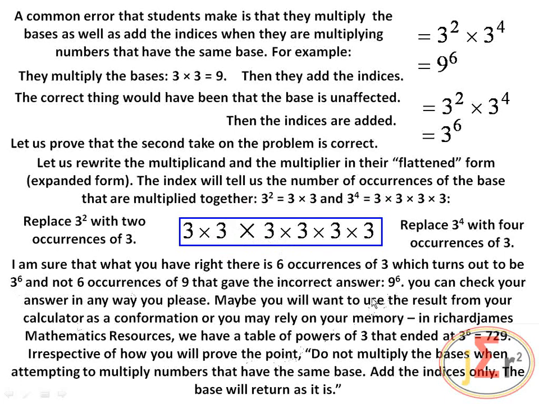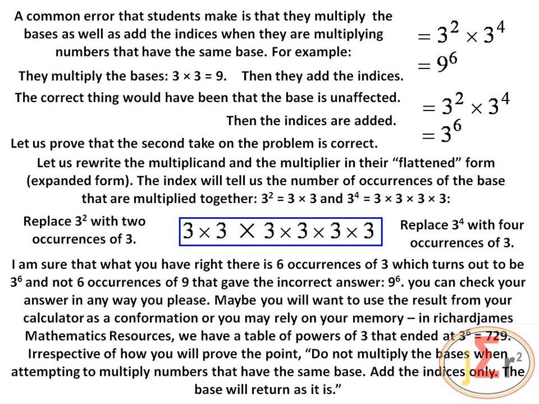You can check your answer in any way you please. Maybe you will want to use the result from your calculator as a confirmation, or you may rely on your memory. In Richard James Mathematics Resources, we have a table of powers of 3 that ended at 3 to the power of 6 is equal to 729.